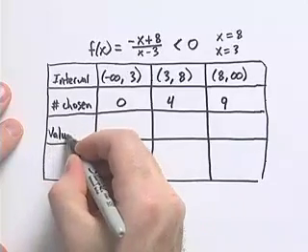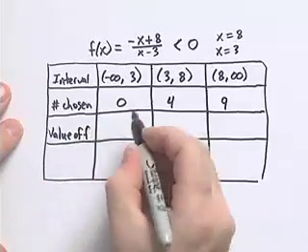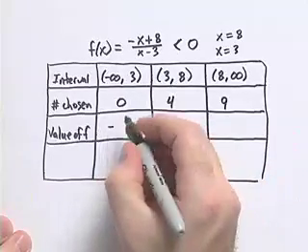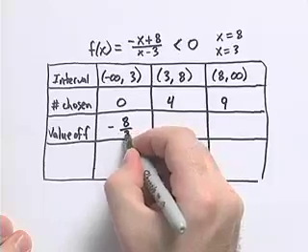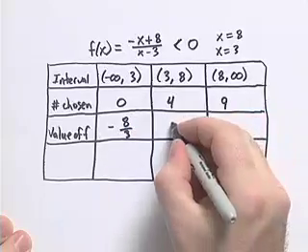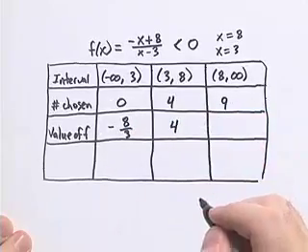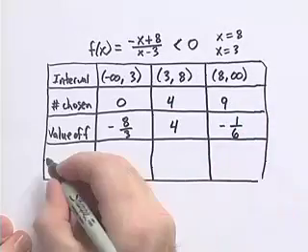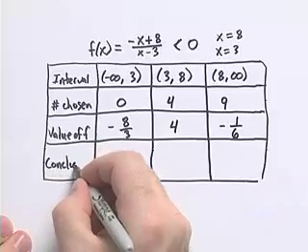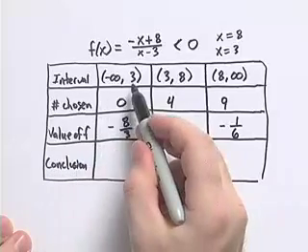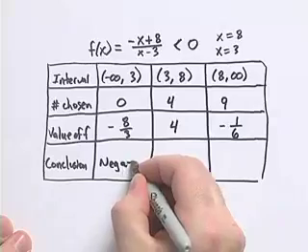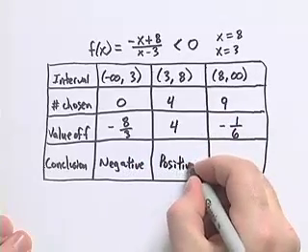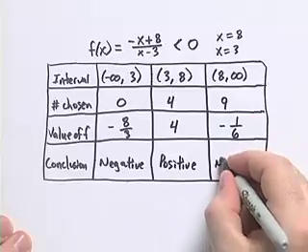Next, we want to find the value of f at each of these values that we've chosen. If we plug in 0 into the function, we'll get negative 8/3. If we plug in 4 into the function, we'll get a value of 4. And if we plug 9 into the function, we'll get a value of negative 1/6. So our conclusion is that on this first interval, the function will be negative. On the second interval, the function will be positive. And on the third interval, the function will be negative.